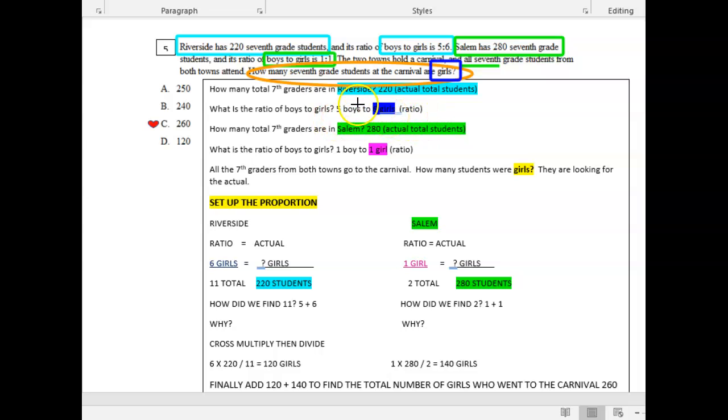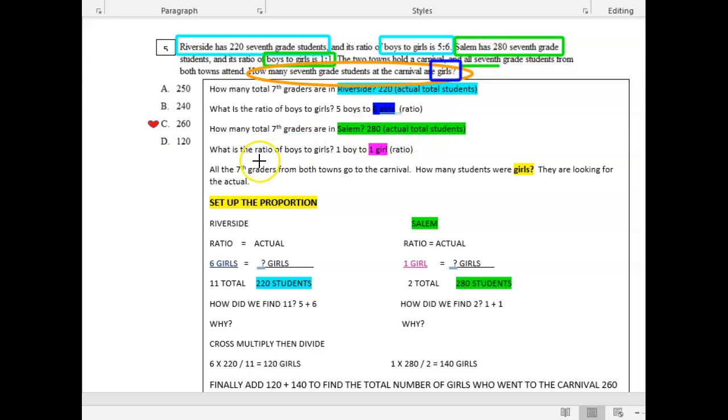Part of the students are boys. Part of them are girls. That's my ratio side. This is my actual number. Very important. Remember, our proportions are always going to be a ratio representation and actual representation. How many total students are 7th graders at Salem? There's 280 7th graders at Salem.